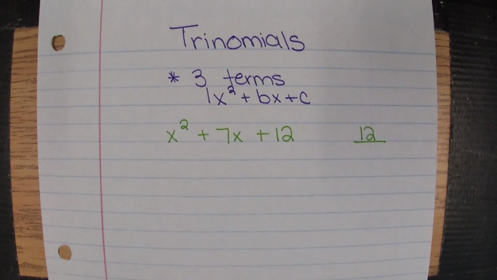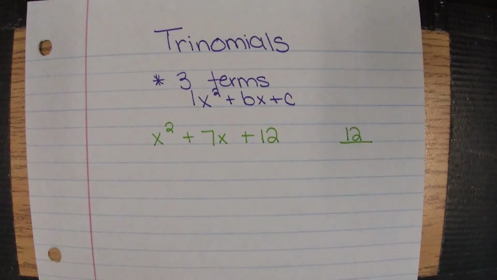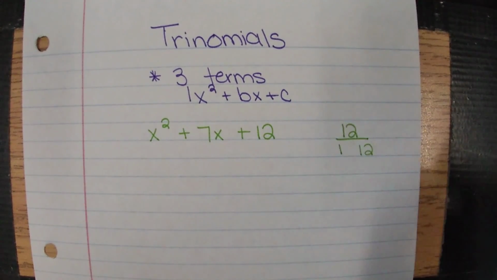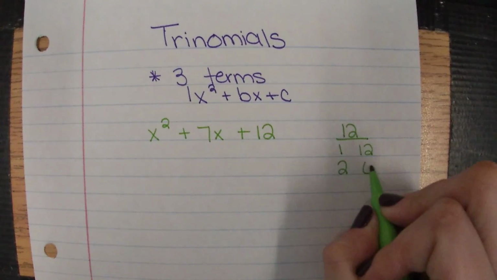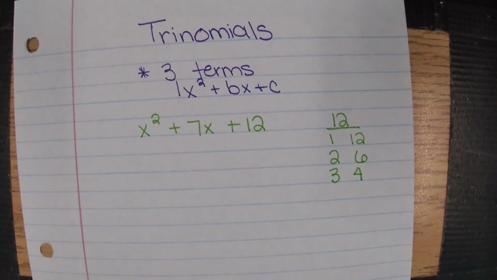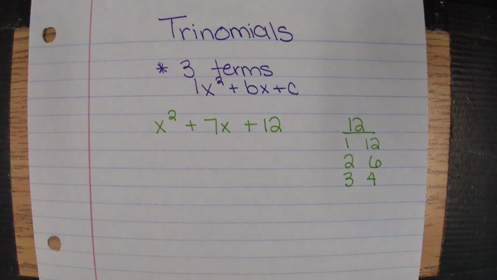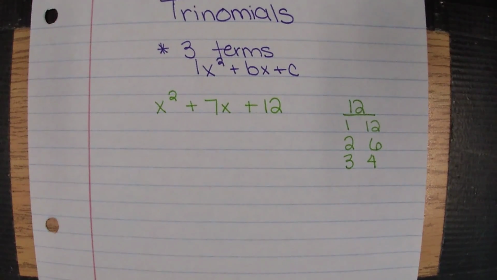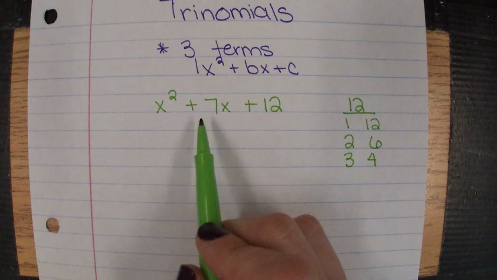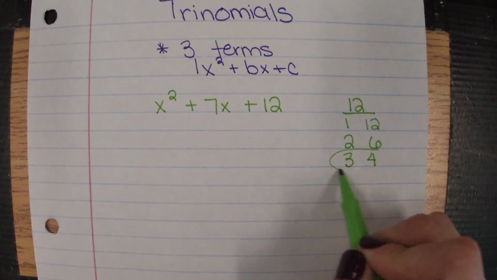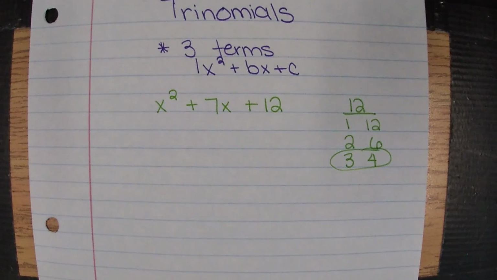And unfortunately, we can still not avoid listing all of those factors, those numbers that multiply up to 12. So 1 times 12 is 12, 2 times 6, 3 times 4. And we still want to find that pair that will add up to 7. Okay, we want it to add up to b. So 1 and 12 is 13, 2 and 6 is 8, right? But 3 and 4 gives us the 7.